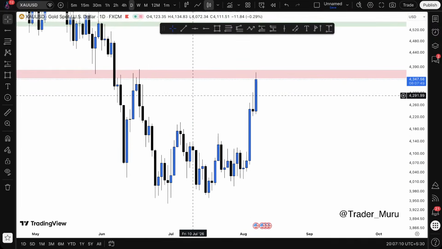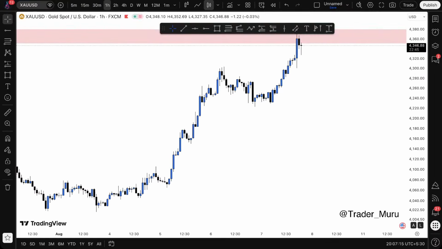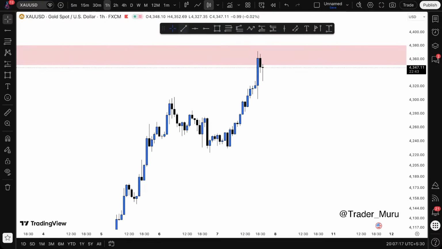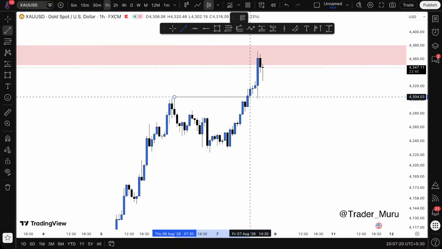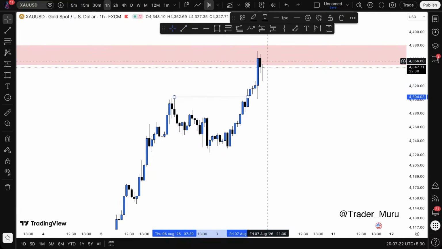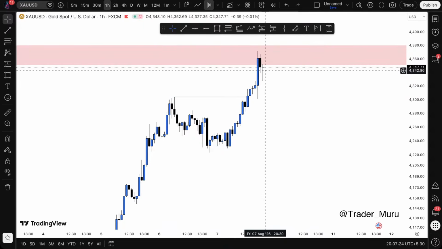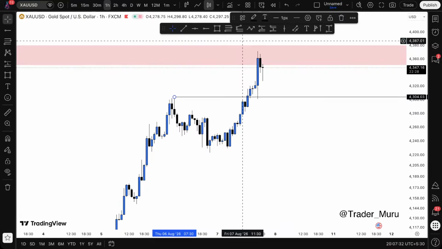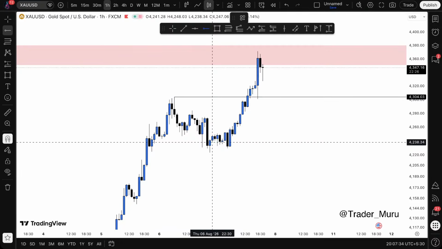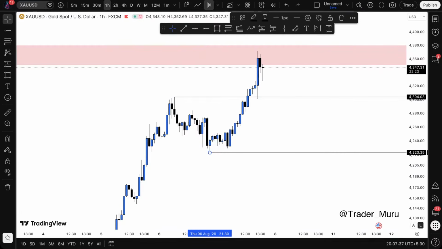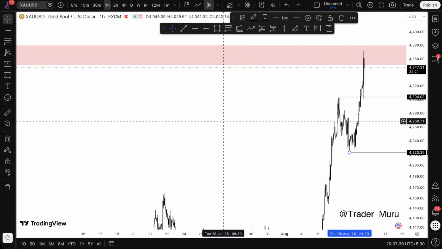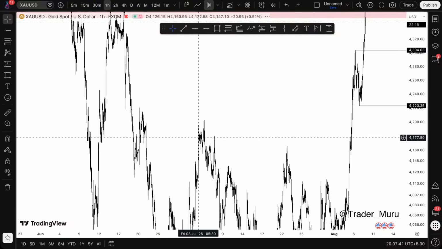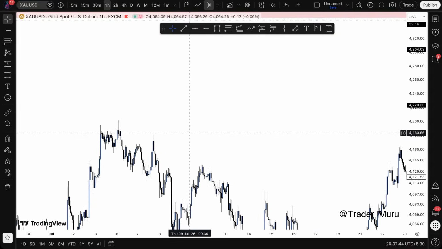This is our daily time frame structural area, and now listen carefully to what we need here. According to the daily time frame, if you get a smaller time frame structure change here, a 15-minute or 5-minute change of character, then you can target a short. First will be 43. This will be your first target. Second will be a sweep of this low, 4223.